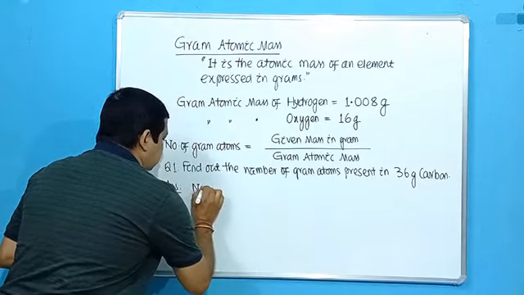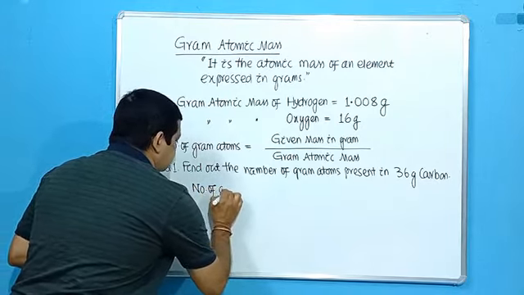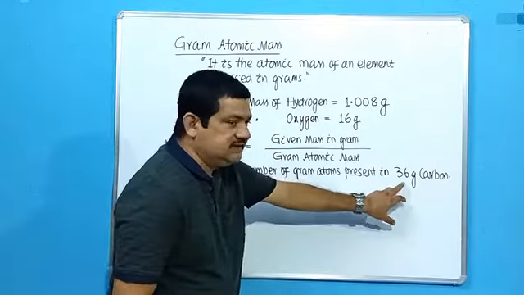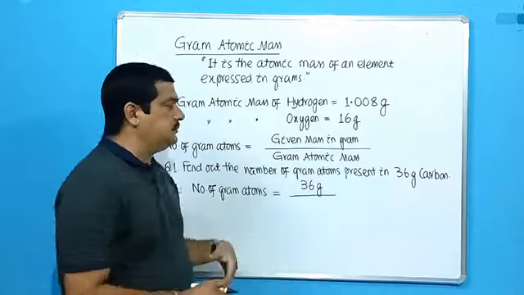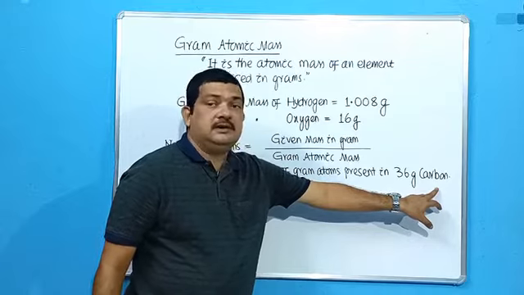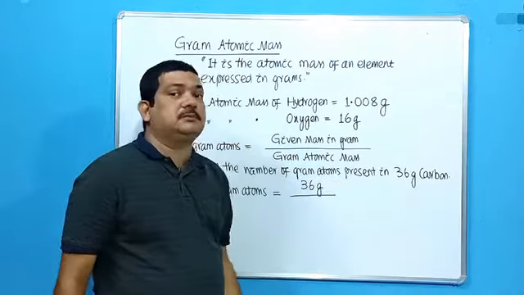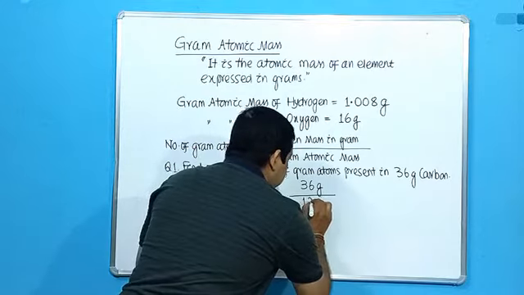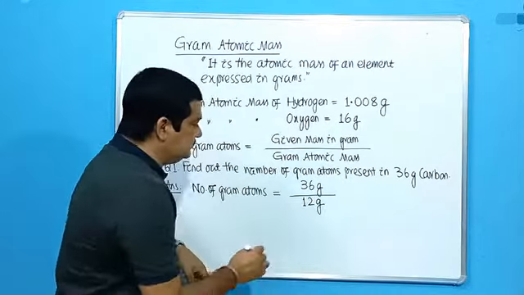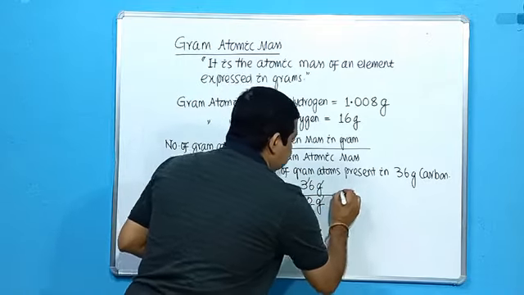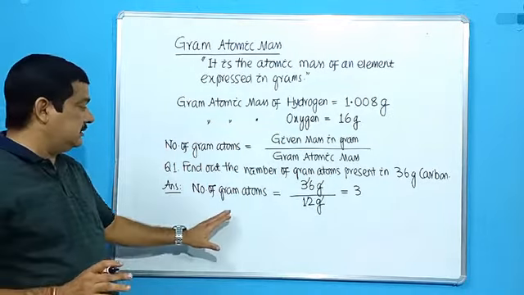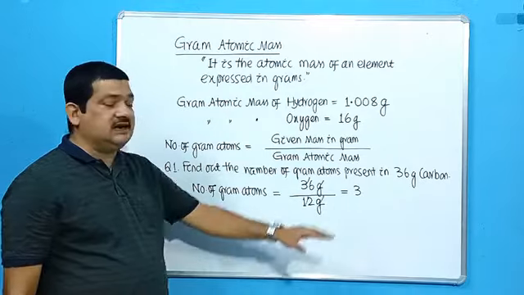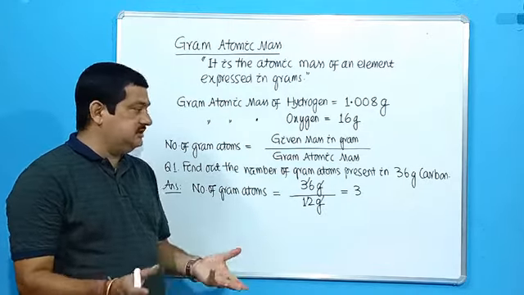The number of gram atoms would be equal to given mass in grams, which is 36 gram, divided by gram atomic mass of the given element carbon. Carbon, you know, atomic mass is 12. Gram atomic mass will be 12 gram, so 36 gram divided by 12 gram. The gram will cancel out and it will become 3. Remember, the answer will be a number only. So the number of gram atoms of carbon present in 36 gram of it will be 3. Okay, so this is how we have to solve.